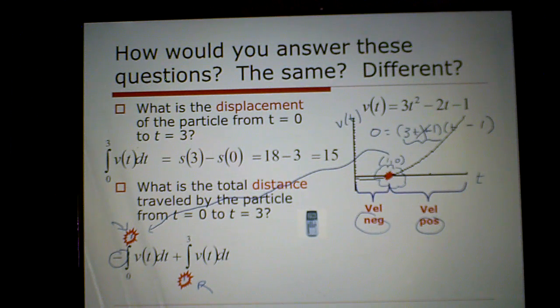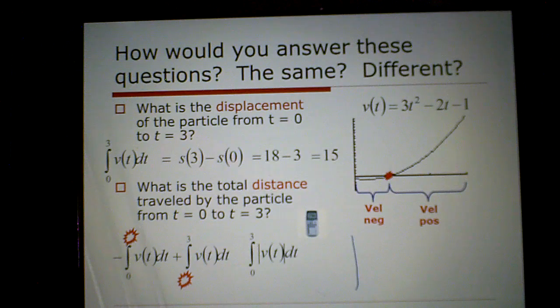Now, if I had my calculator, I don't need to find the x-intercept, because if I have my calculator and I want distance, I will just take not the absolute value of the whole thing, but the absolute value of velocity, and take this graph and make it look like this. Ooh, that's terrible. That's what the absolute value graph would look like. And then integrate from 0 to 3, and I've got all positive values. And you know how to do that in your calculator.